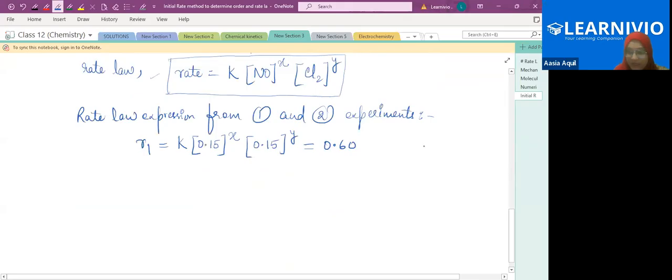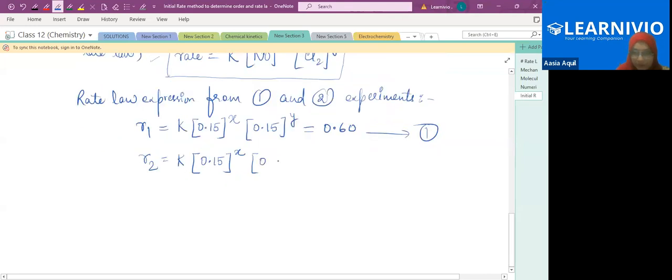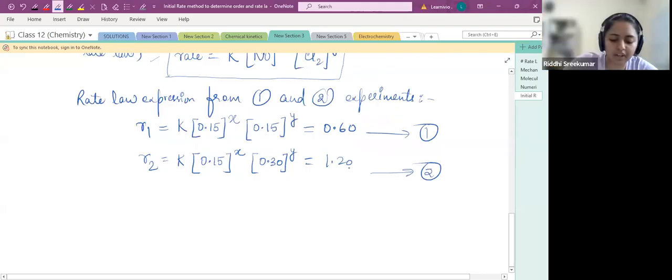So just mark it as equation number 1. Similarly, write down the rate law expression for the second experiment. R2 is equal to the rate constant into the concentration, 0.15 again, raised to the power X, and for Cl2 the concentration is 0.30 raised to the power Y. The rate which is given is 1.20. Now mark it as equation number 2.